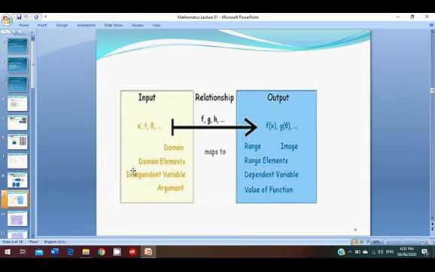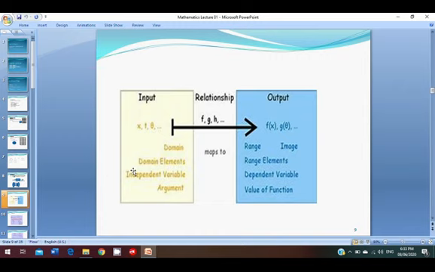This also describes the relationship between input and output. When we take different variables x, t, theta, and we make the relationship with a function, we write it f of x, g of theta, h of t, and so on. When we input our domain, we get the range or image as an output.